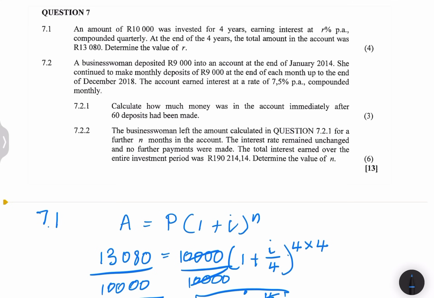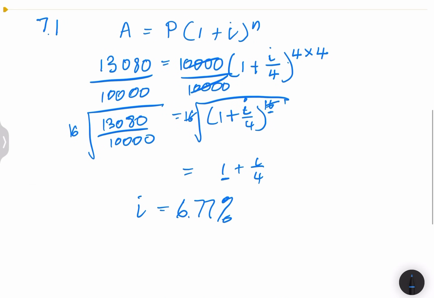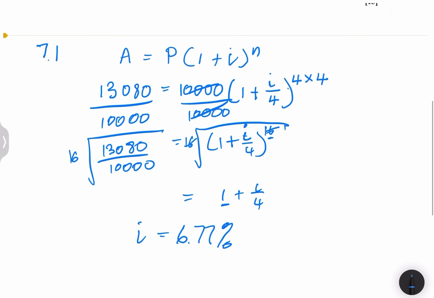All right, now I'm sure you can see we're looking at annuities here because we are depositing a fixed amount on a monthly basis. Okay, so in this case, they say calculate how much money was in the account immediately after 60 deposits had been made. All right, so that is going to be quite straightforward. So that's 7.2.1.